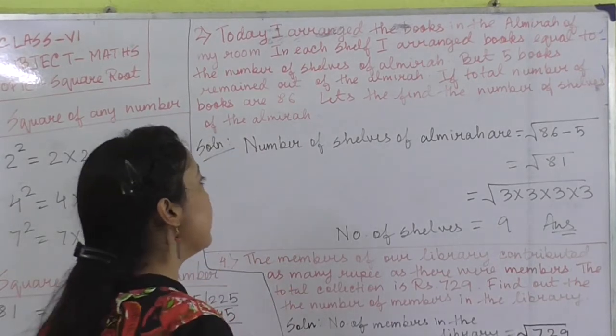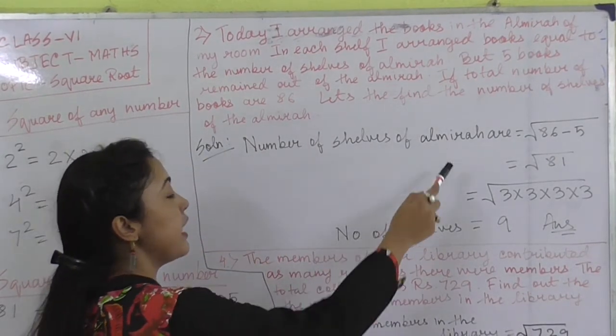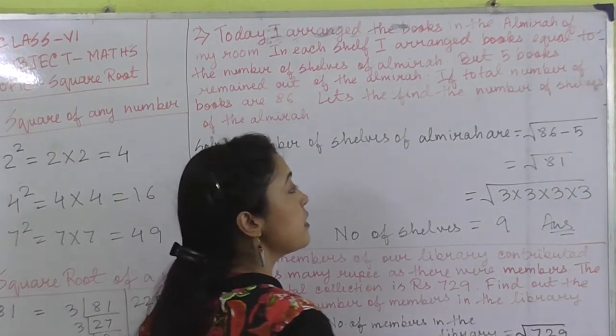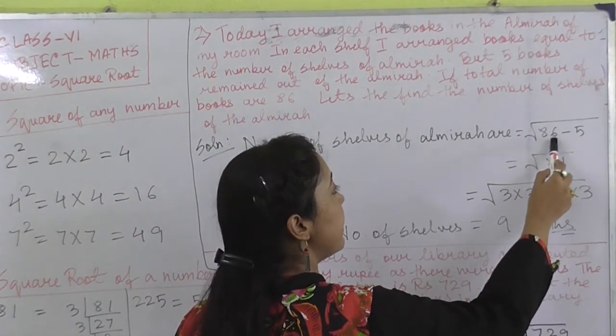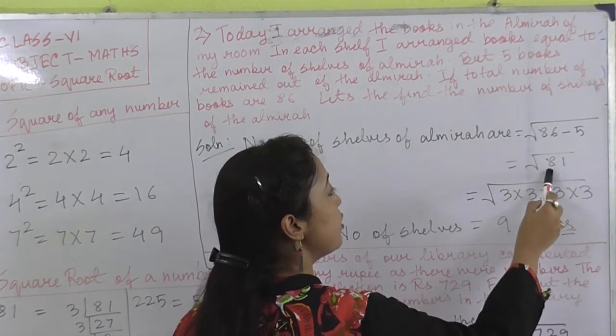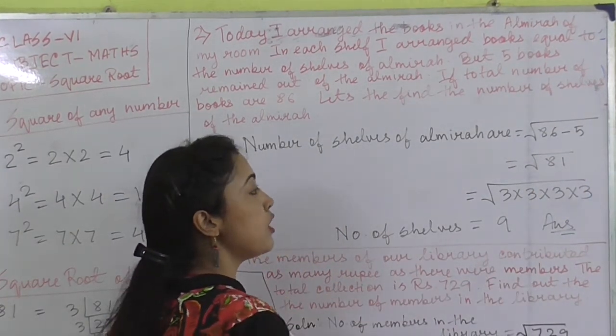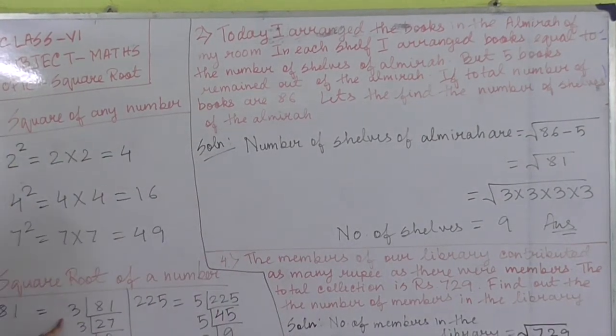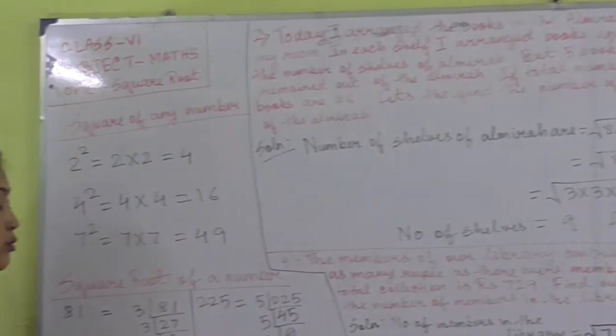So in order to calculate the number of shelves of the almirah, what we are doing? We are just taking the square root of 86 minus 5, that is the square root of 81. So the square root of 81, what you have to do? Here you can see I have shown you how to find out the square root of 81.